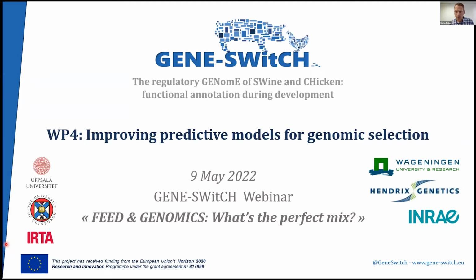Okay, thank you. Welcome all to my presentation today about work package 4 of GeneSwitch. My name is Mario Calus and I work at Wageningen University as an associate professor in the animal breeding and genomics group. My talk is about work package 4 and is entitled Improving Predictive Models for Genomic Selection.